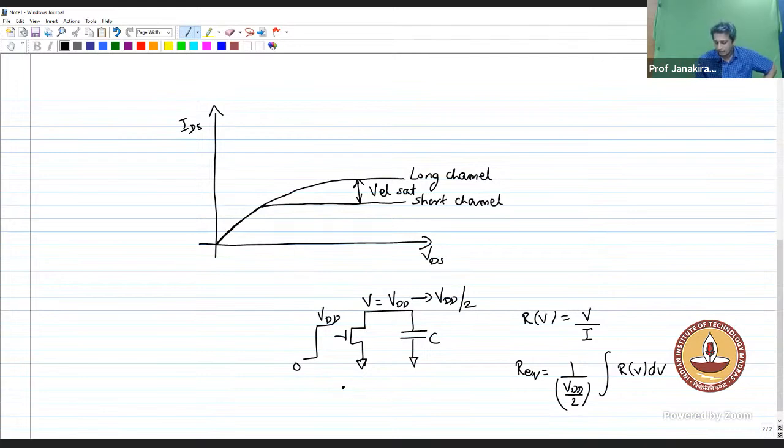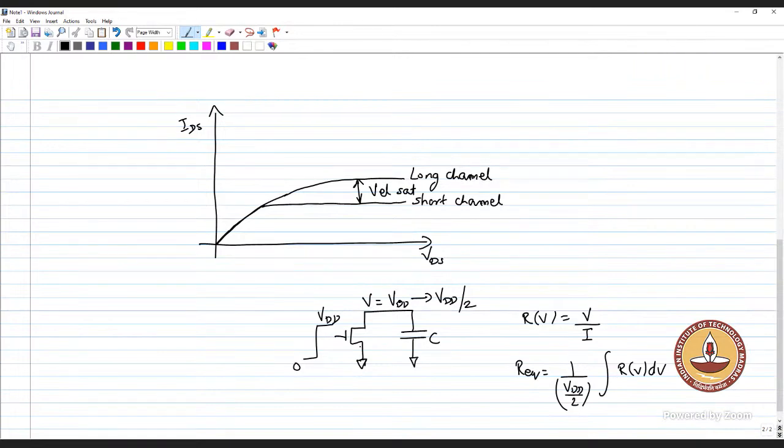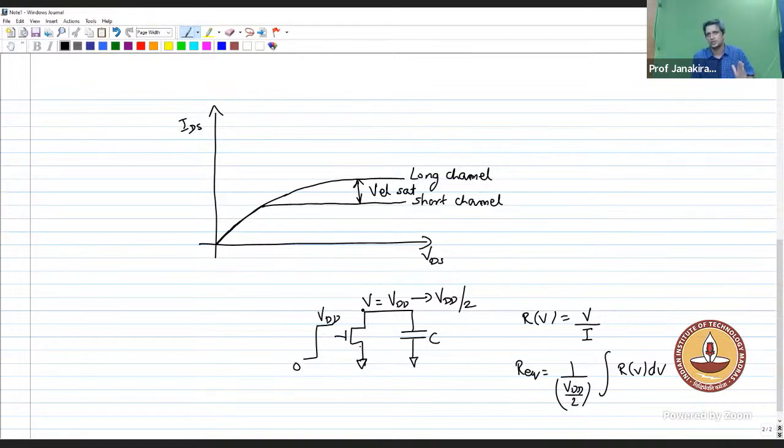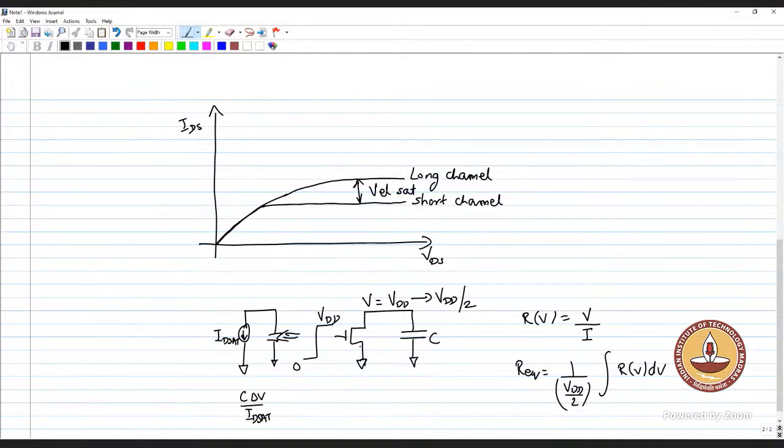And the other way is that this transistor is in velocity saturation or saturation region. Assuming it is in velocity saturation or saturation, all the way from VDD to VDD by 2, the drain voltage drops from VDD to VDD by 2. This is equivalent to a constant current source, ID sat. So the delay is simply going to be C delta V by ID sat.